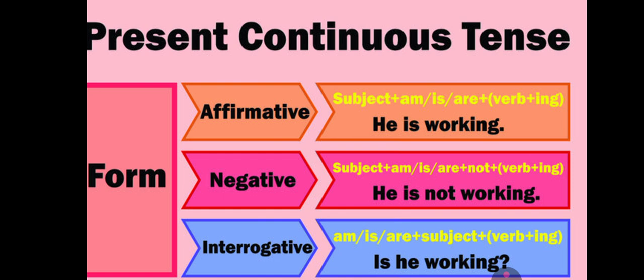Negative: subject, helping verb plus not plus ing form of the verb. He is not working. And if we add an object in the sentence, it will be: he is not working on his copy. The third one is interrogative, in which you need to shift the helping verb first, then the subject, then the ing form of the verb. Is he working on his copy?